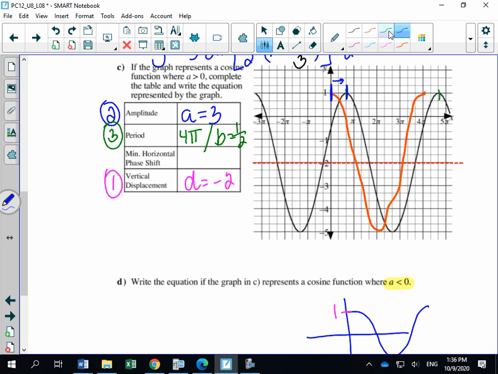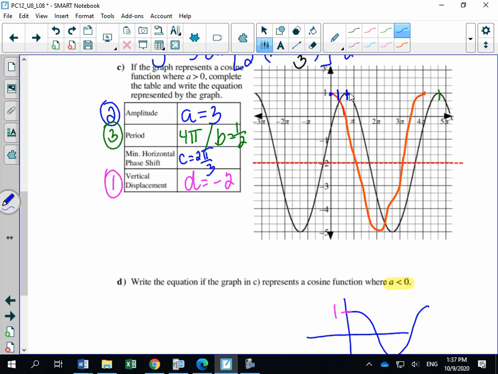How many boxes did you count? So this is 1, 2 boxes. Each box is worth pi over 3. So my phase shift, again, if I was counting up the phase shift, from here to here would be 1 pi over 3, 2 pi over 3. So the phase shift, the C value, is 2 pi over 3. My horizontal phase shift is 2 pi over 3 units to the right. So this red graph, to end on this black graph, I'd move it 2 pi over 3 units to the right.